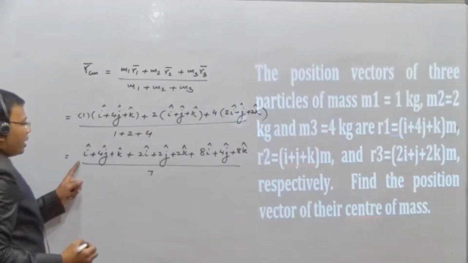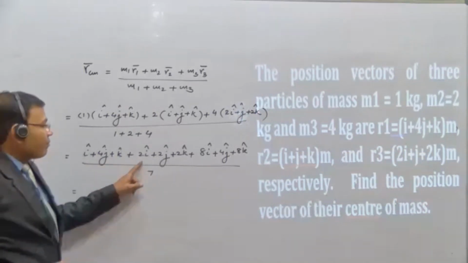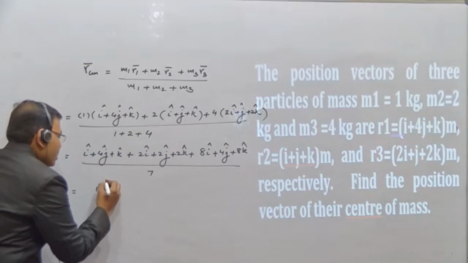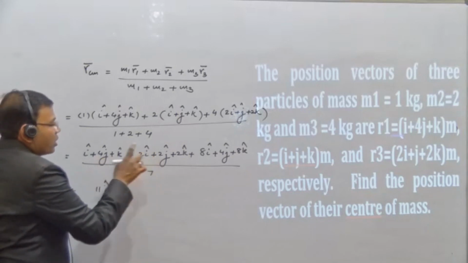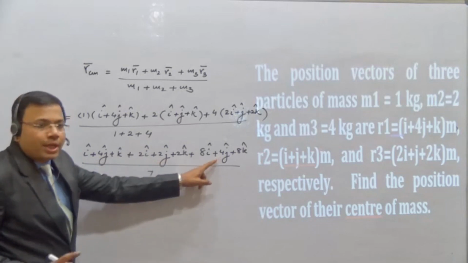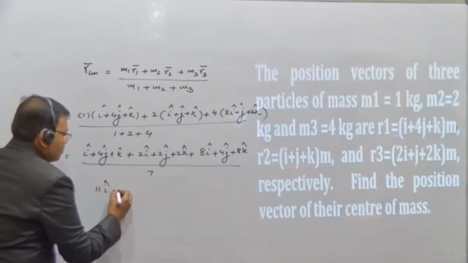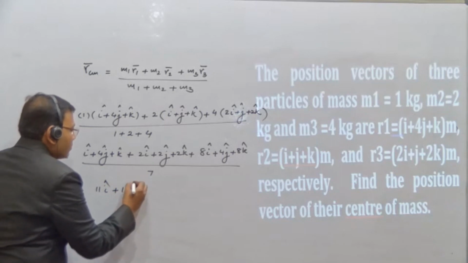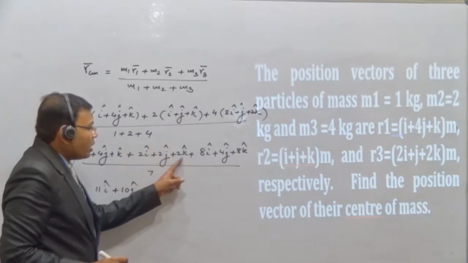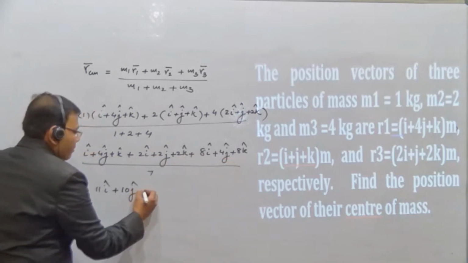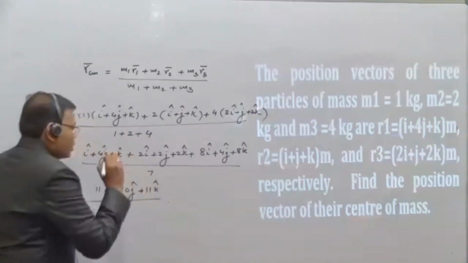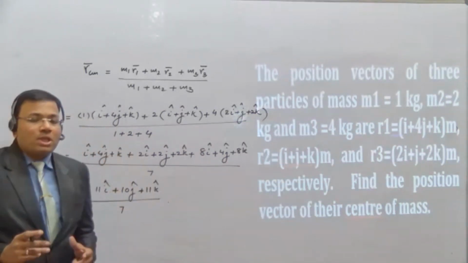So i plus 2i is 3i, 3i plus 8i is 11i. 4j plus 2j is 6j, 6j plus 4j is 10j. k plus 2k is 3k, 3k plus 8k is 11k, all by 7. So this is the position vector of the center of mass.